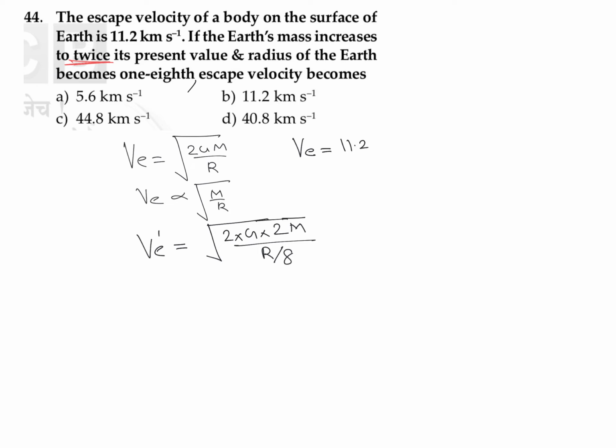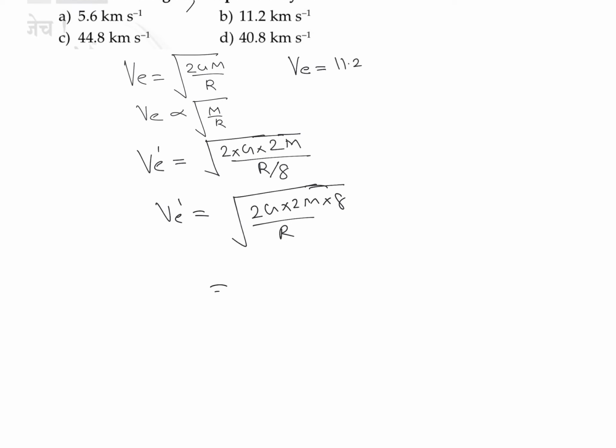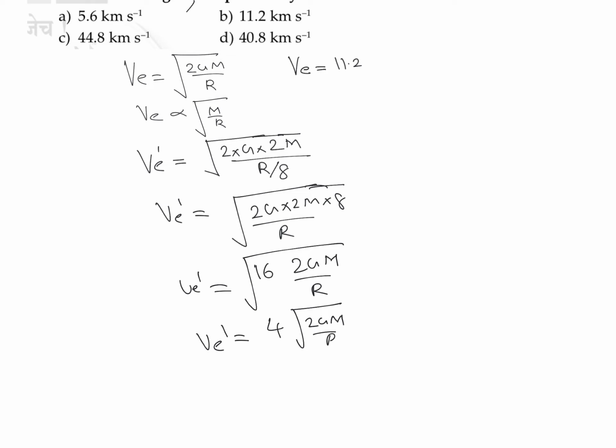So we can write the current escape velocity will be equal to the square root of 2 into G into 2M divided by R by 8. Now we can write this 8 in the numerator. So the escape velocity now is 2 into 8, that we can take as 16, into 2GM divided by R, under the root. Or we can write the escape velocity is equal to root of 16, we can take it as 4, and under root of 2GM divided by R.